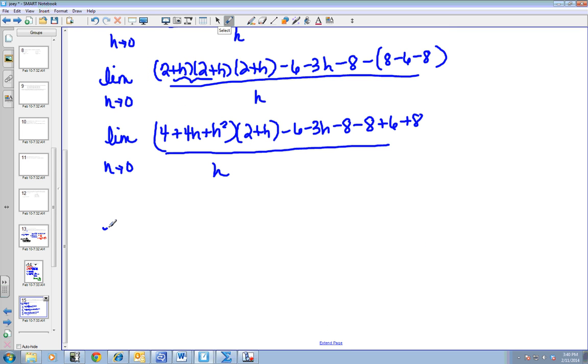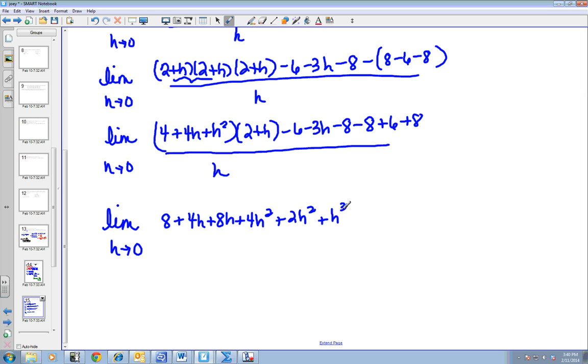The limit as h approaches 0, now I'm going to multiply this out. When I multiply this out, 4 times 2, that gives me 8. 4 times h is 4h. Now I'm going to do my 4h. 4h times 2 is 8h. 4h times h is 4h squared. h squared times 2 is 2h squared. h squared times h is h to the third.